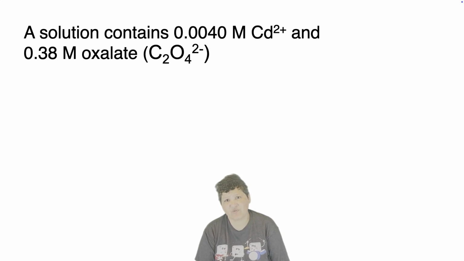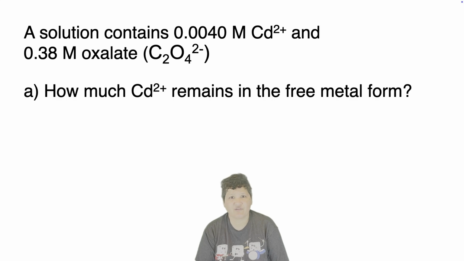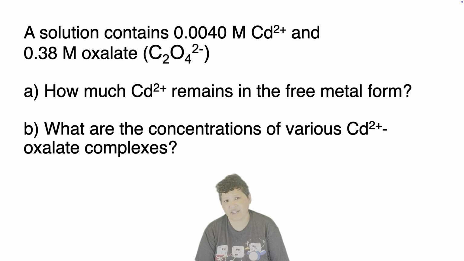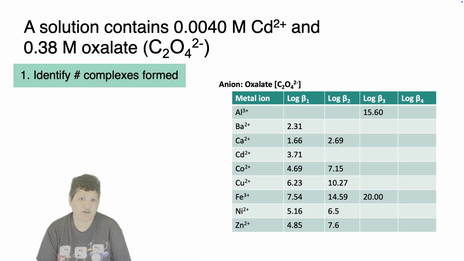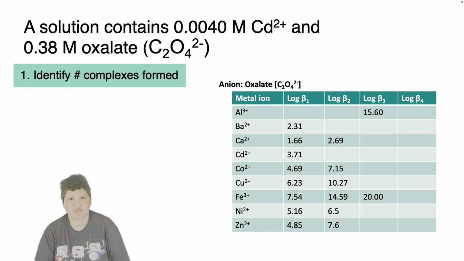So what we're going to do with this system is first solve for the concentration of free cadmium that would be present at equilibrium, and second, solve for the concentration of the cadmium-oxalate ions that are present. The first step is to figure out how many cadmium-oxalate complexes would form, and for that we turn to our table of complex formation constants.